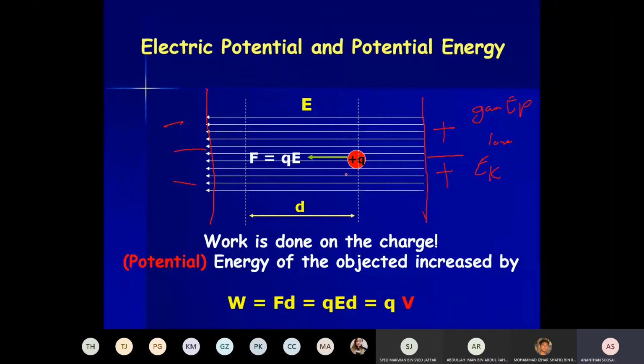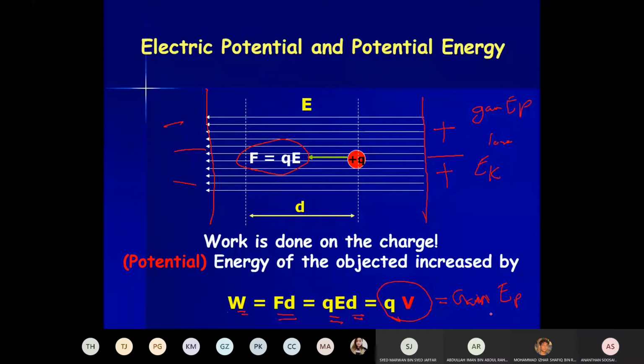Okay, but anyway, the work done to bring the charge from left to right, what is the work formula? Work is force times distance, right? The force you need to apply must be at least equal to the force by the field to the left. So it's QE, and you travel a distance of t in the direction of the force. So the work done on the charge is QE times t. This work has been converted to a gain in potential energy.